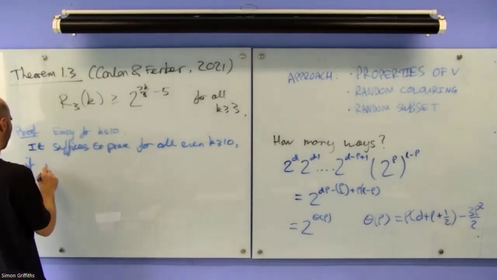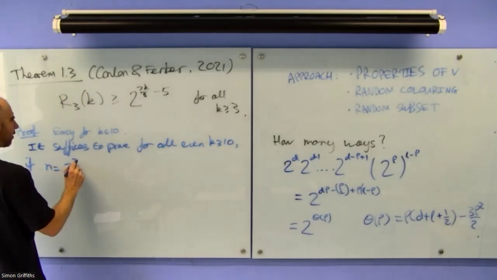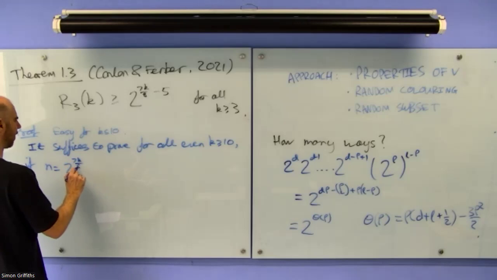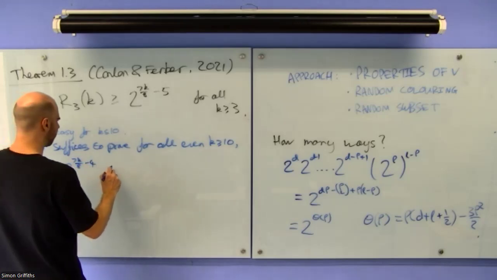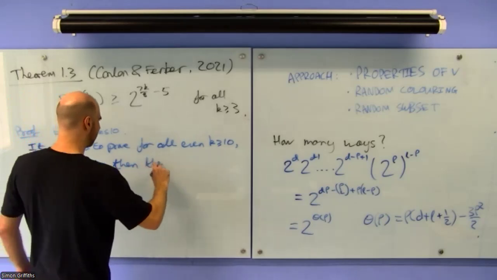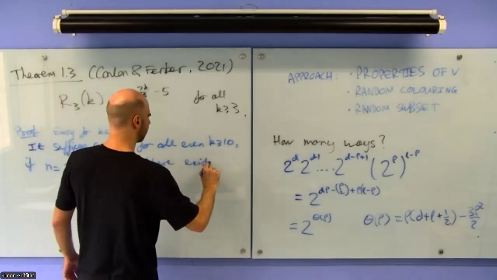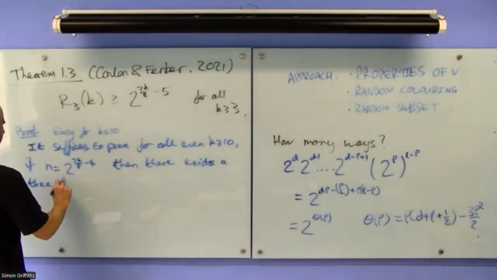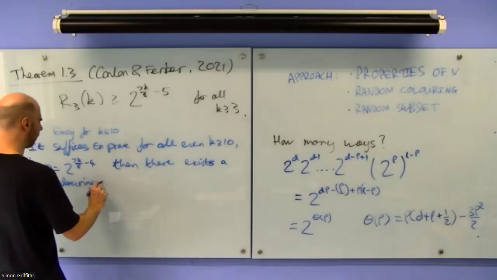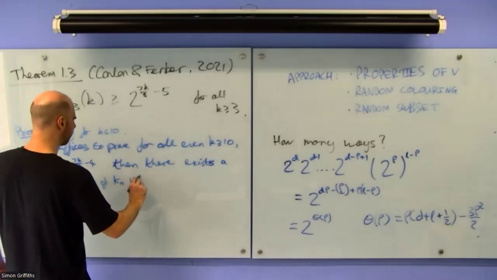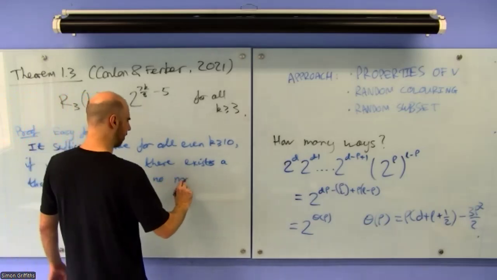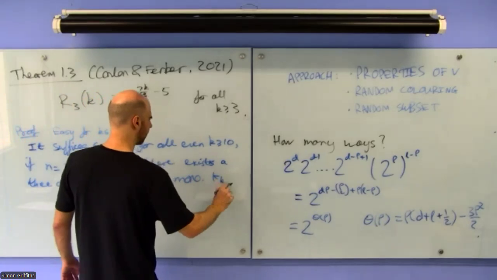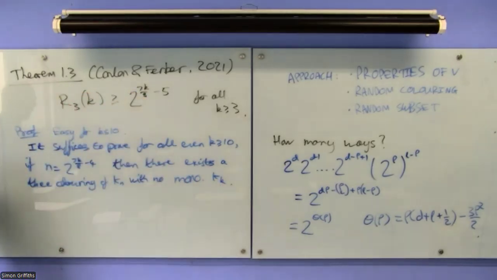if we put n is 2 to the 7k over 8 minus 4, then there exists a 3 colouring of Kn with no monochromatic K. So that's what we need to prove, right? So what will this colouring be?